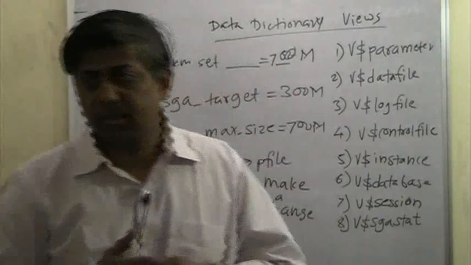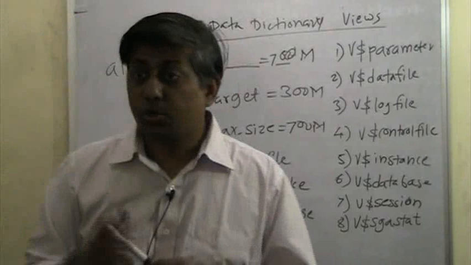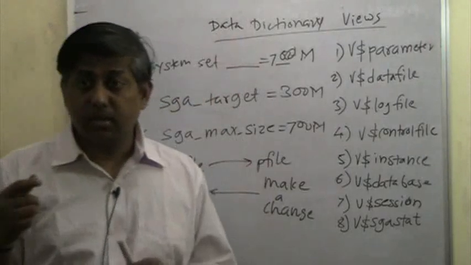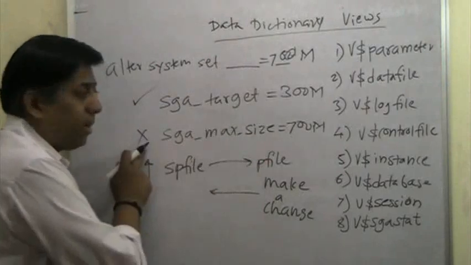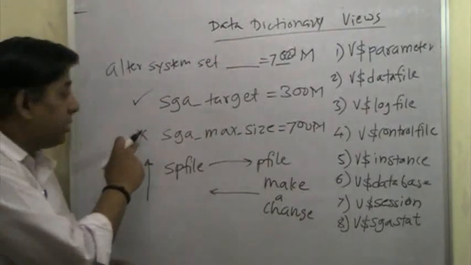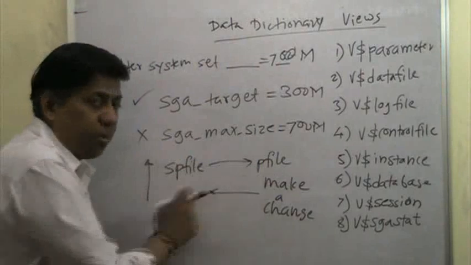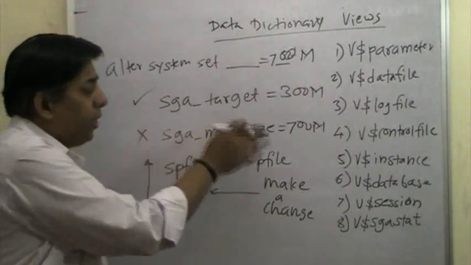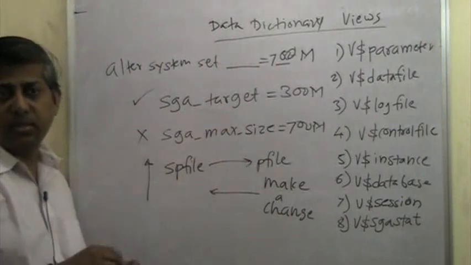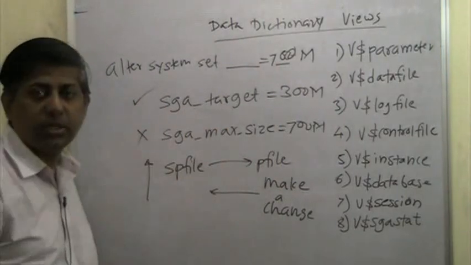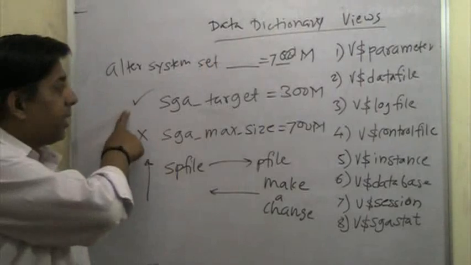Instead of that, can we give scope equal to SP file? And again start up? No, see, scope is equal to SP file we could have given if it was a dynamically changeable parameter. So to change the SGA max size, we have to do this process. To change the SGA target, we don't have to do this process. That's the whole thing. We don't have to do this process for SGA target because this is dynamically changeable.